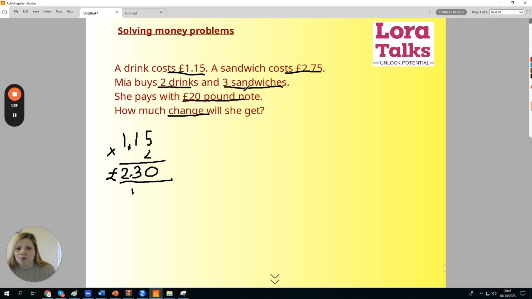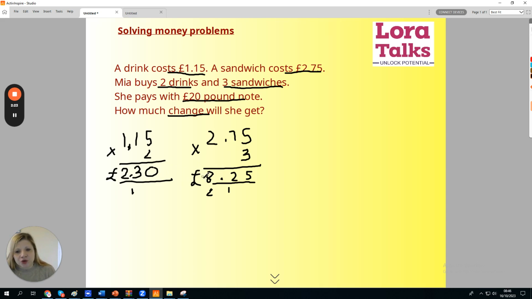Now I need to work out how much my 3 sandwiches are, where 1 sandwich is £2.75. So what I will do, I will multiply by 3. So again, 5 times 3 is 15. So 5, 1 carry over. 3 times 7 is 21 plus 1 is 22, 2 carry over, and 3 times 2 is 6 plus 2 is 8, and I need to put again the decimal because I'm dealing with money. So it's going to be £8.25. So I know how much my 2 drinks cost, and I know how much 3 sandwiches are.